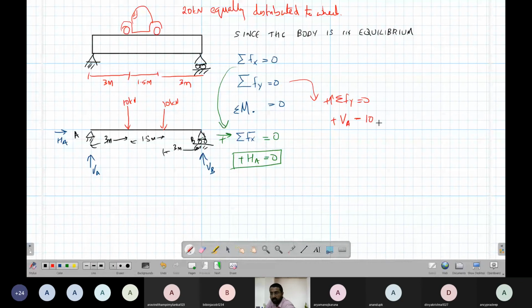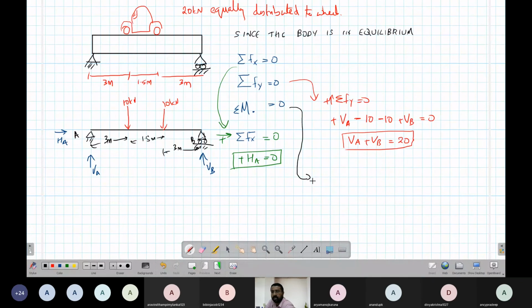Then again we have a 10 kilonewton, it's also negative because it's downward. Then we have a VB, which is positive. Summation of all the forces should be equal to 0. So that means VA plus VB equal to 20. This is something which we are going to use. Then lastly, we have to take any point and find the moment about that point. Preferably I will use a support point.